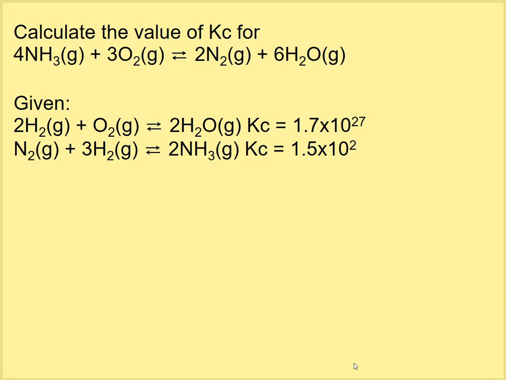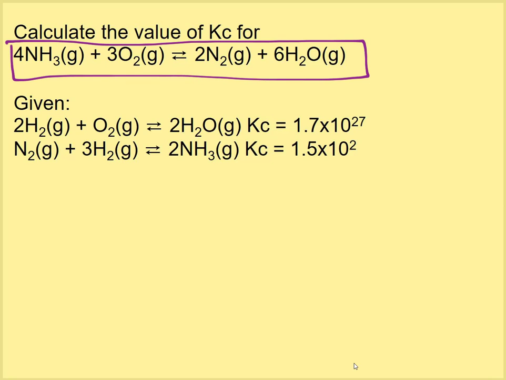So let's look at an example where we would use these rules, where we would multiply through by a certain coefficient or divide or reverse a reaction. We always have a target equation. So our target equation is there at the top. Calculate the value of the equilibrium constant for this equation. So I have some ammonia, some oxygen, nitrogen, and water. And here are my two given equations. What I want to do is take these two equations and make it so that when I add it up, I get my target equation.